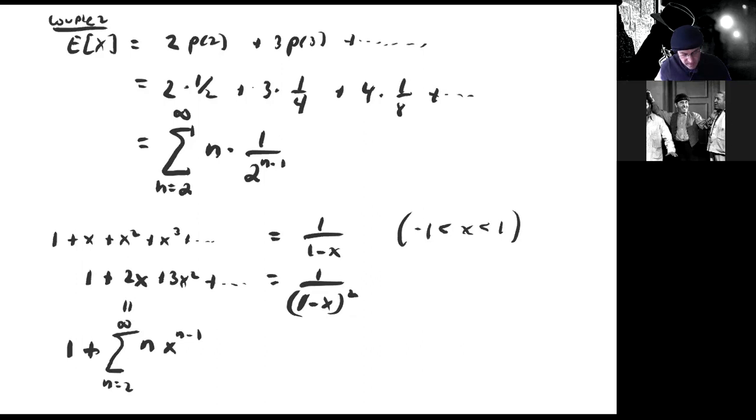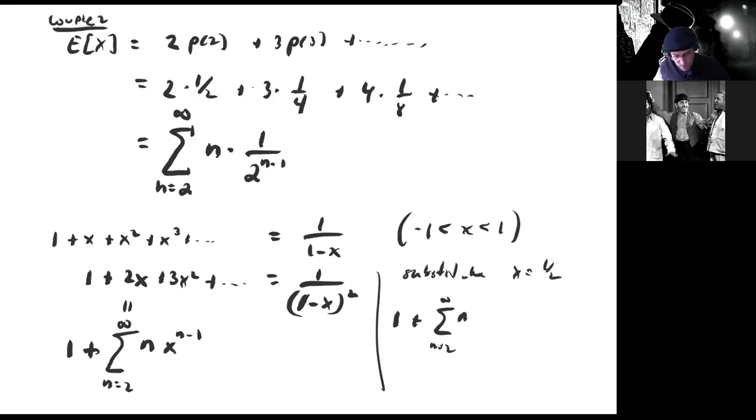And the reason I wrote it in this funny way is because we have a similar expression up here. So what we see is that this 1 plus the summation, we can compute what it is. It's 1 over 1 minus x squared. So I'm going to substitute now into the expression x equals 1/2. And what do we get? So we're going to get 1 plus the sum, n goes from 2 to infinity, n times 1 over 2 to the n minus 1 is equal to 1 over 1 minus 1/2 squared.